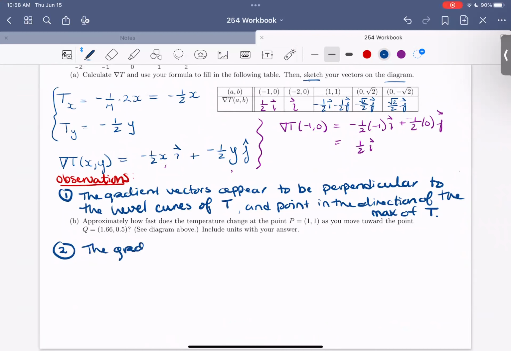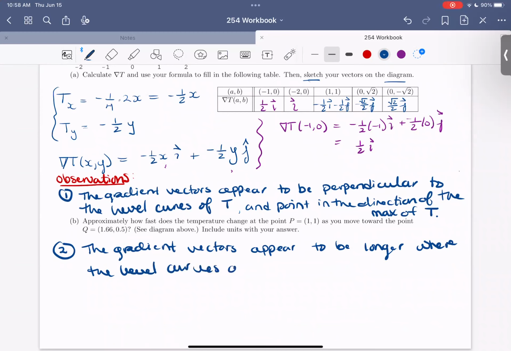So the gradient vectors appear to be longer where the level curves are closer together.